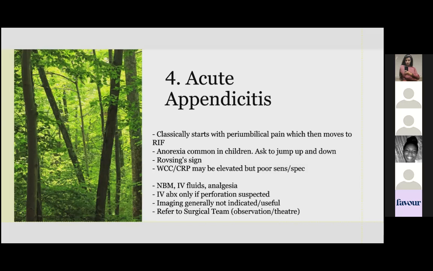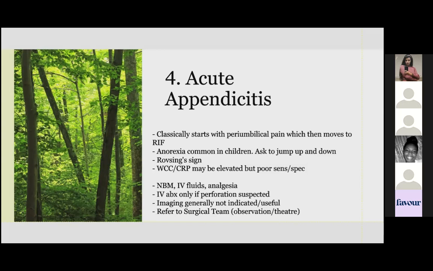Rovsing sign is useful, and it's commonly seen actually. This is when you palpate in the left iliac fossa, it causes them pain in the right iliac fossa. And this is because the peritoneum covers all of the abdominal contents. So when you press on the left side, this cover stretches over the right side, which touches the inflamed appendix and causes pain.